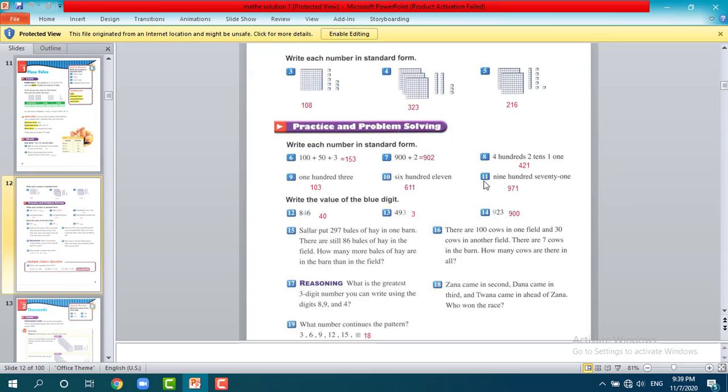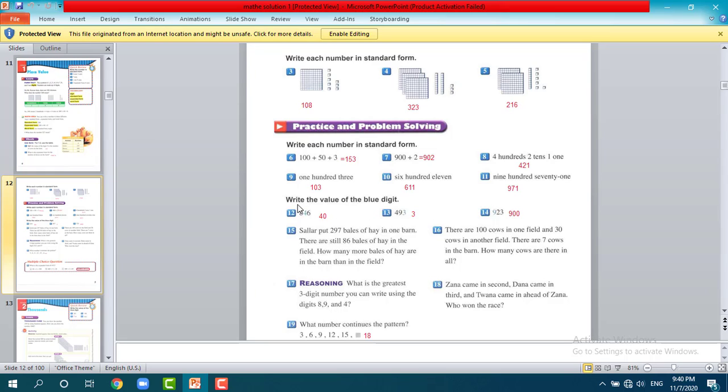After that, in equation 11, it says 971. We have 900, so we write 900. After that, it says 70. Then we write 7 in the tens. After that, it says 1, so we write 1 in the ones. Now we wrote 971.